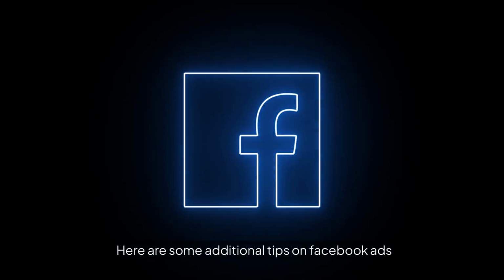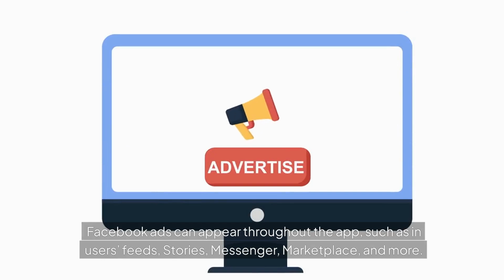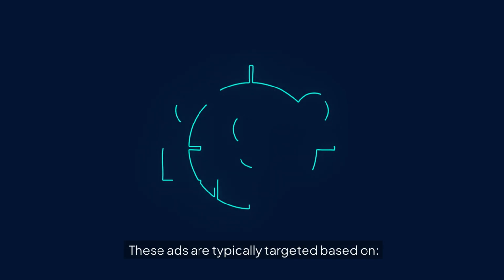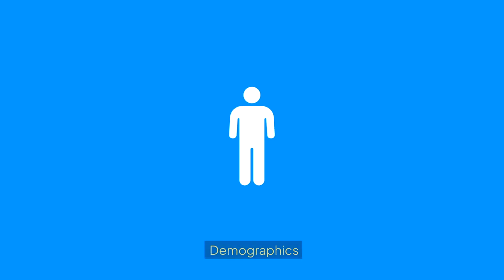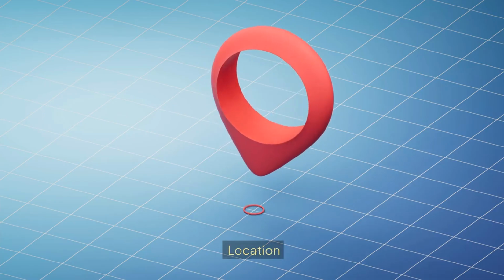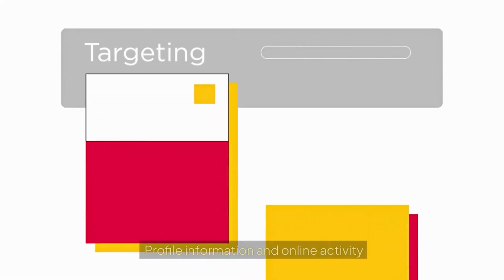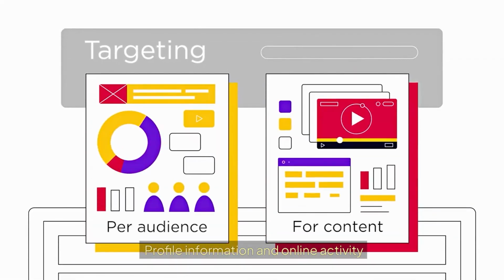Here are some additional tips on Facebook ads. Facebook ads can appear throughout the app, such as in users' feeds, stories, Messenger, Marketplace, and more. These ads are typically targeted based on demographics, location, and interests, profile information, and online activity.